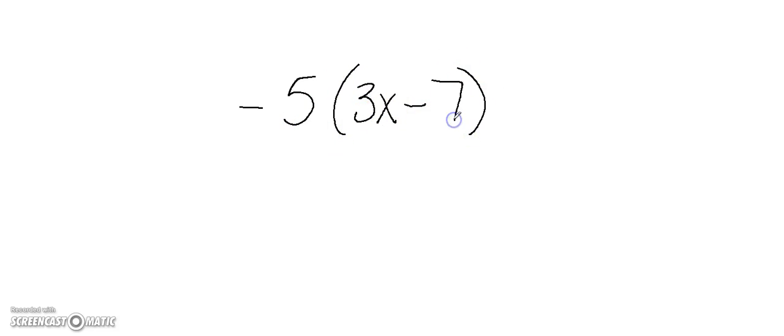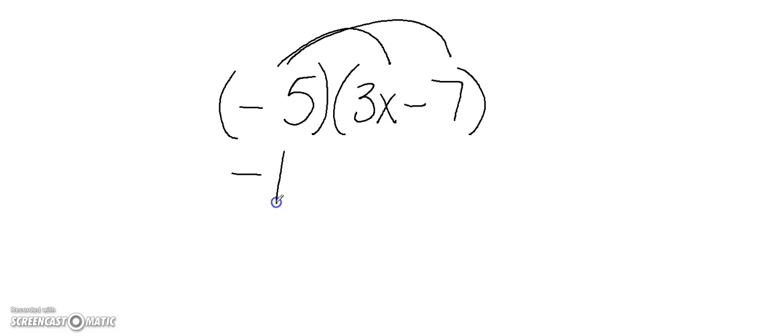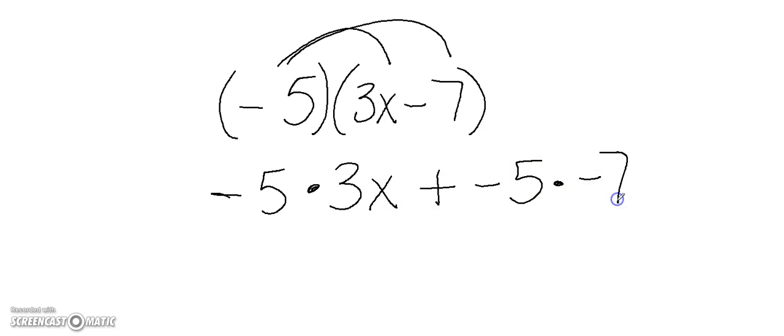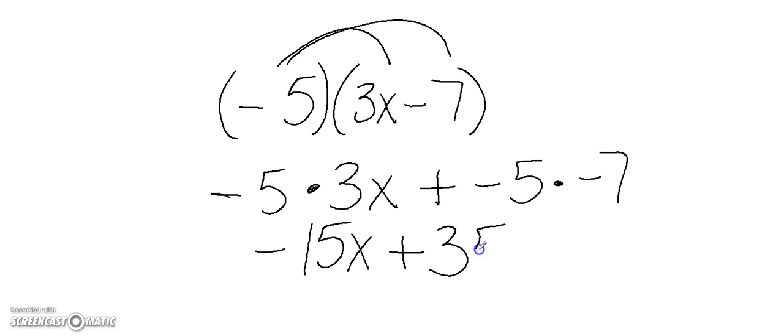Alright, now what happens if the number in front is negative? Okay, so if I get negative 5 times 3x minus 7, something like that, I need to make sure I keep in mind that this is negative 5. Okay, so I'm multiplying by negative 5, so in this case I'm going to get negative 15x, and negative 5 times negative 7. Here, let me actually show the steps here. I'm going to get negative 5 times 3x plus negative 5 times negative 7. Well, that gives me negative 15x. Negative 5 times negative 7 gives me a positive 35.